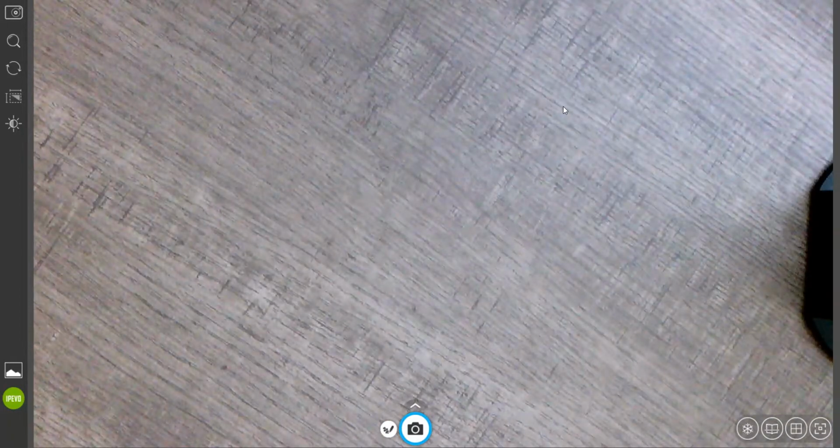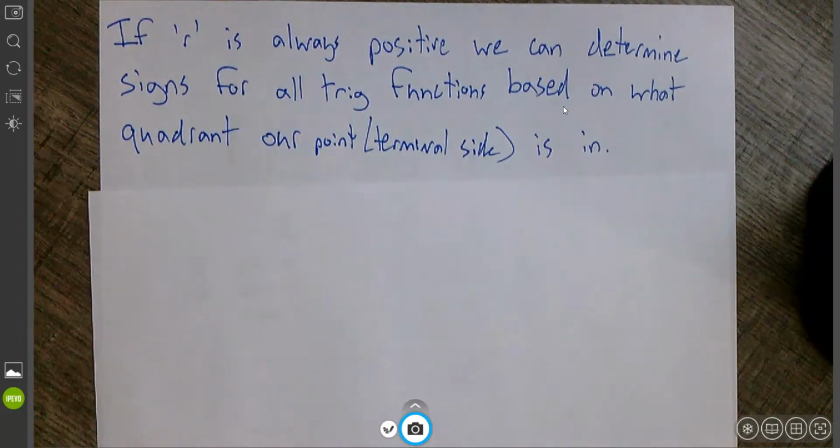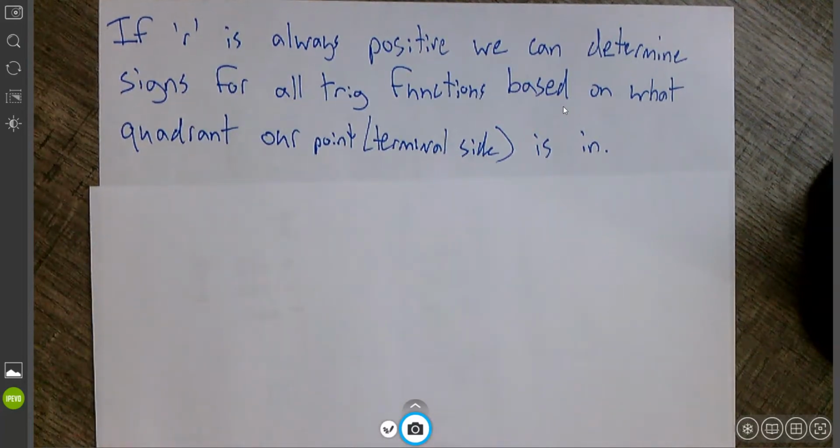Now, because of that fact, we can actually know our positives and negatives for sine, cosine, and tangent just based on what quadrant we're in. If R is always positive, which we just said it is, we know what sine, and I don't mean S-I-N-E, I mean like positive or negative, for all of our trig functions just based on what quadrant we're in. Think about that first quadrant.